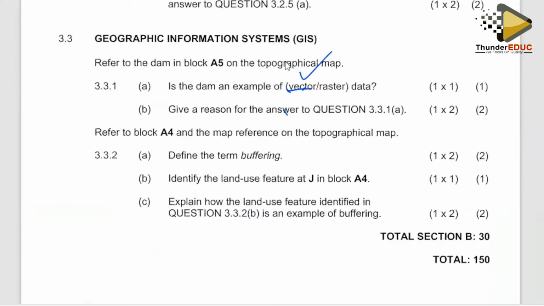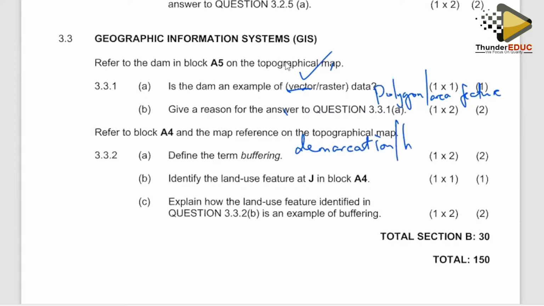Give a reason. The dam is presented as a polygon or as an area feature. We know that vector data presents geographical features as lines, polygons, and points. But in raster, we use the pixels and we use grids. So that dam is presented in polygon as an area feature. It's a vector. Then buffering, basically we are looking at demarcation.